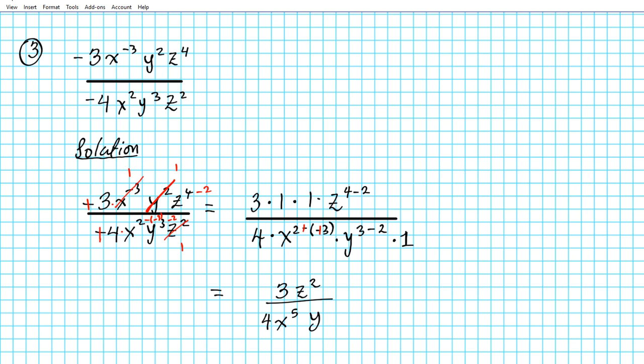Okay? So in the examples that we did, we were strategic and we didn't end up with any negative exponents. In some problems, ending up with a negative exponent is inevitable, so you will just have to apply the reciprocal property and flip that term with the negative exponent so that the exponent becomes positive. Alright, so this is the answer to question number 3.